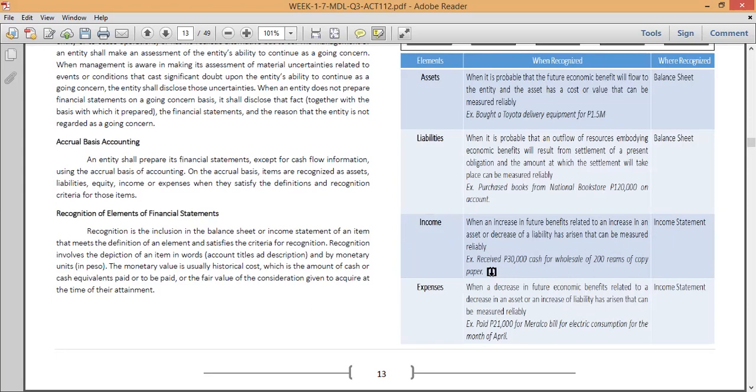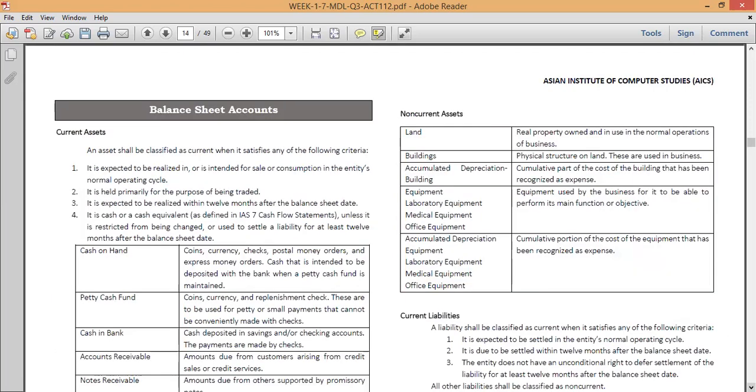The next, expenses. When a decrease in future economic benefits related to a decrease in an asset or an increase of liability has arisen that can be measured reliably. Example, paid 21,000 for Meralco bill for electric consumption for the month of April. Ito na po yung mga utilities natin, utilities expense. Ito po ay kinoconsider na expenses, yung mga bayarin. Reported din siya sa income statement.